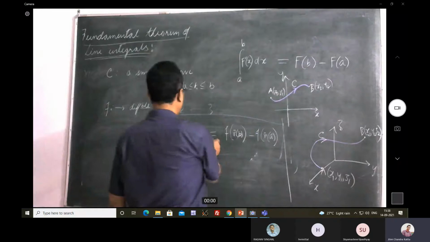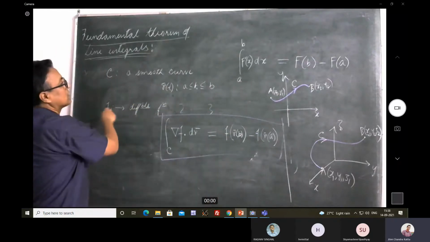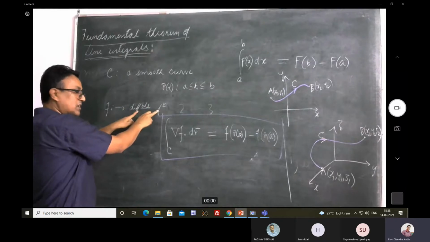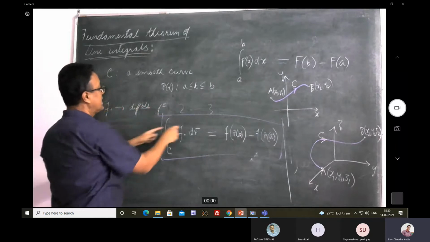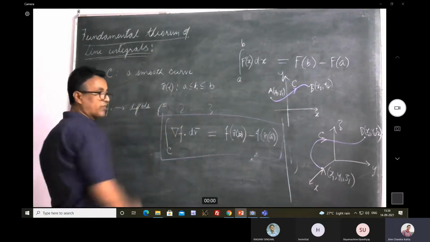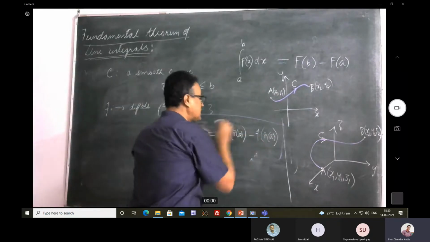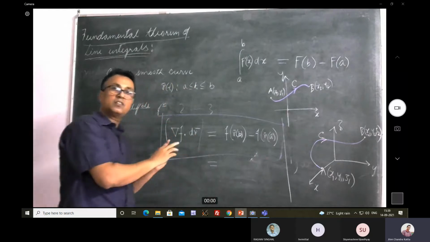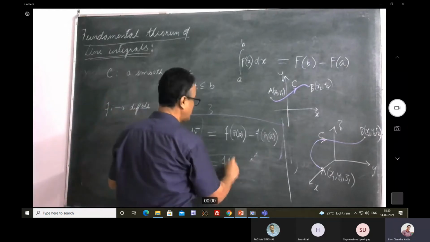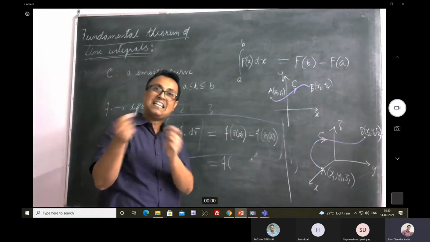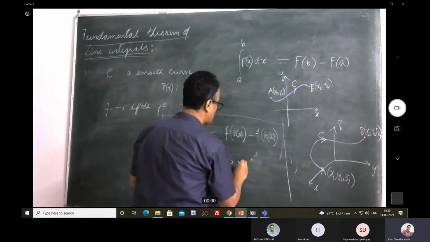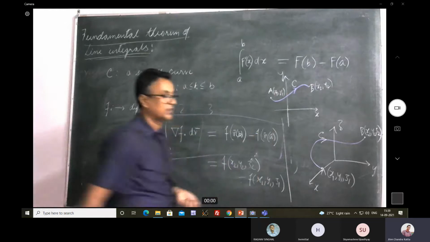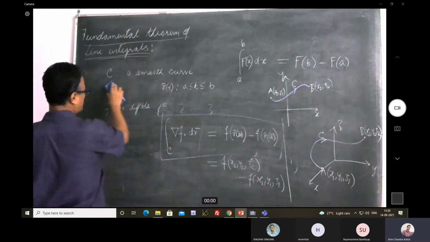Okay. So what does it tell you? If you consider a function f which is differentiable, okay, and if you take the line integral of the gradient of f along the curve C, then this happens. So basically, what does it mean? That eventually, if you evaluate this integral, it simply reduces to the difference between the value of the function at the terminal point and at the initial point, right? So basically, this becomes f(x2, y2, z2) minus f(x1, y1, z1) if you consider it in 3D. That's it. Okay. So let us try to prove it. And you will see that it's very straightforward. Okay.